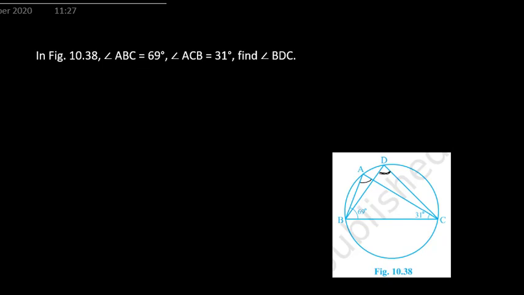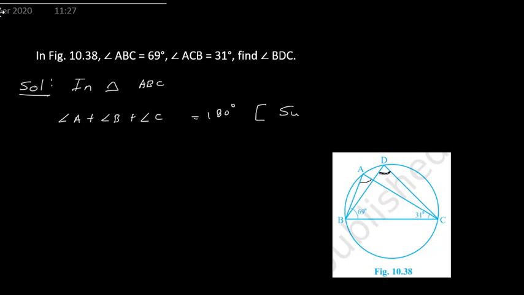So here given and find, you can write. I will start with solution. So in solution I will say that in triangle ABC, angle A plus angle B plus angle C is 180 degree. Reason is sum of all angles of triangle.